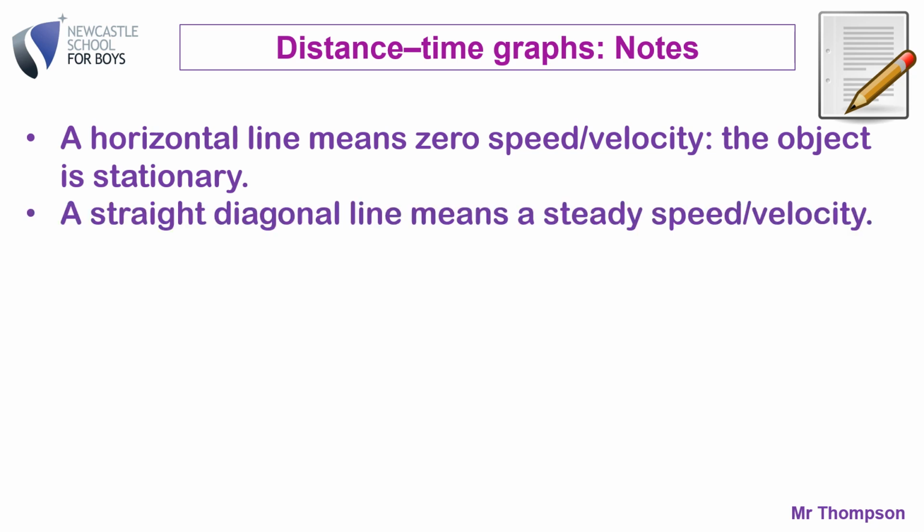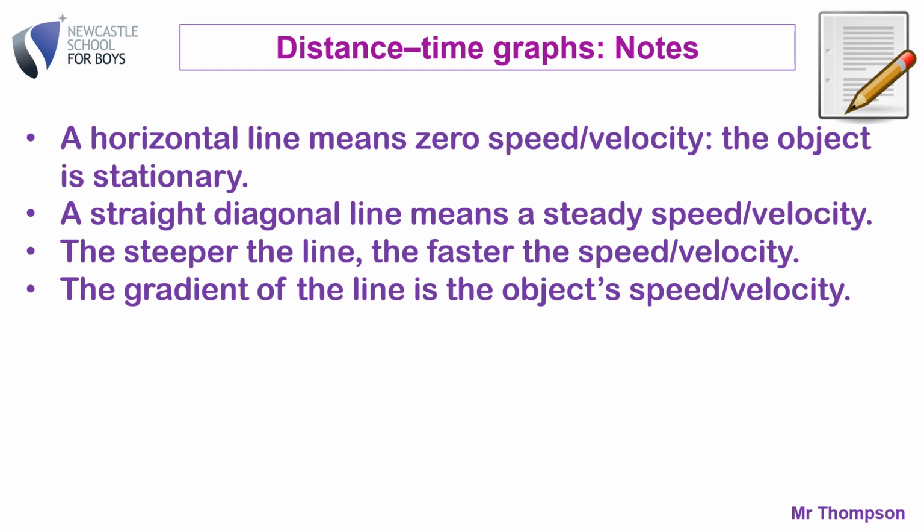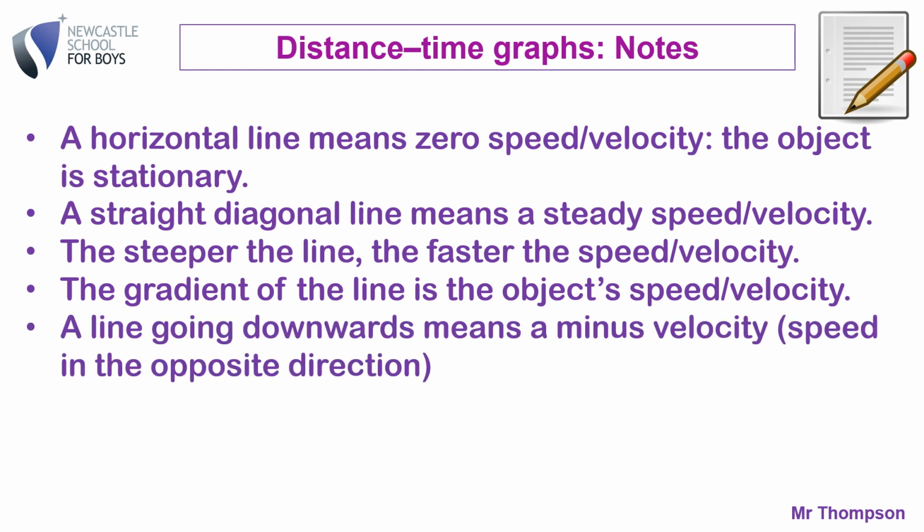A straight diagonal line means a steady speed or velocity. A steeper line means faster speed or velocity. The gradient of the line is the object's speed or velocity. And a line going downwards means it has a minus velocity, or speed in the opposite direction.